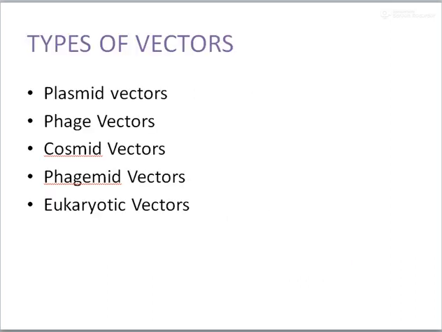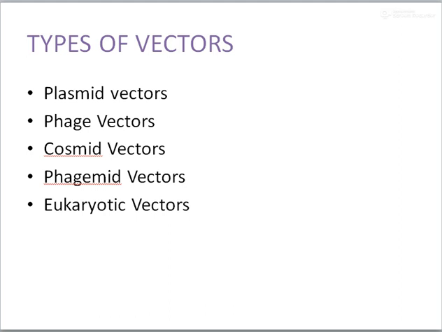Now, there are different types of vectors which we use, like plasmid vectors, phage vectors, cosmid vectors, phagemid vectors, and eukaryotic vectors. You know what is a plasmid? A plasmid is an extra chromosomal genetic element found in bacteria, and they can be used to transfer some amount of gene of interest into a new host.